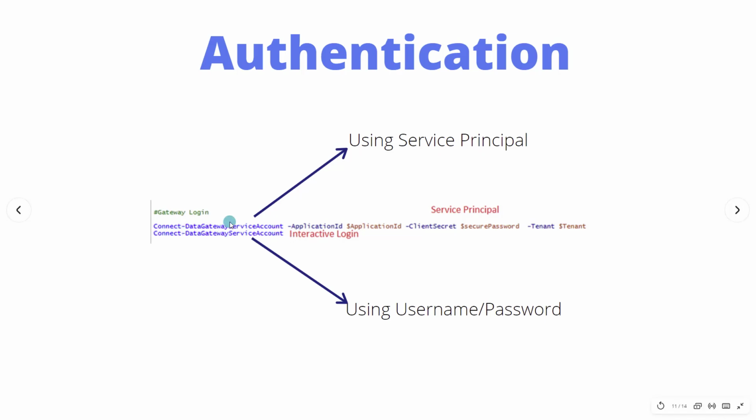Now, if you're not using a service principal, you're just going to use Connect-DataGatewayServiceAccount, and then you're going to get prompted with that typical Microsoft username and password prompt whenever you log into a cloud application. You're going to see a window pop up. You'll authenticate, and provided your authentication is successful, you're going to see a window that says, okay, you can now close this window, and within PowerShell you will be good. Also note, when running PowerShell, always run within an admin session.